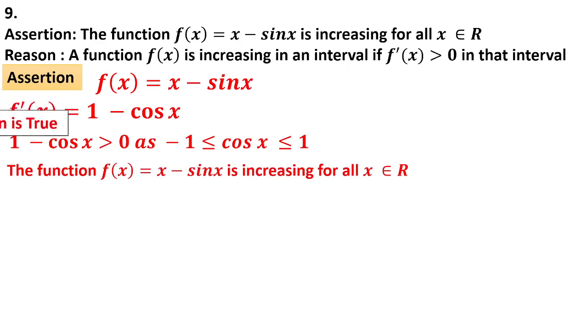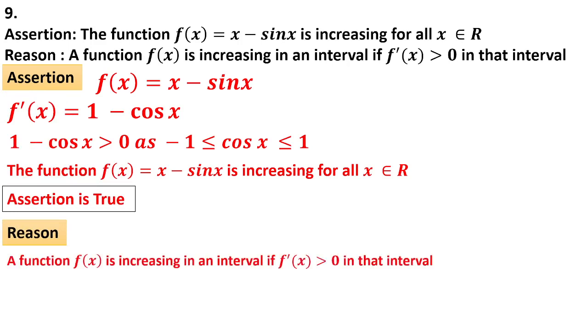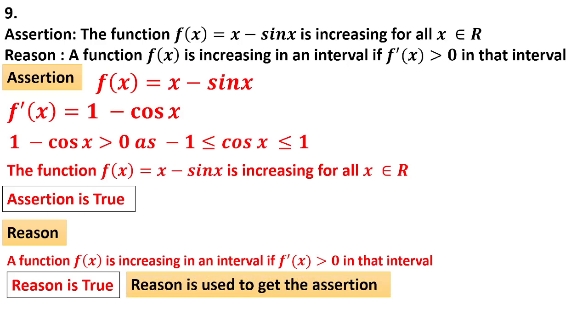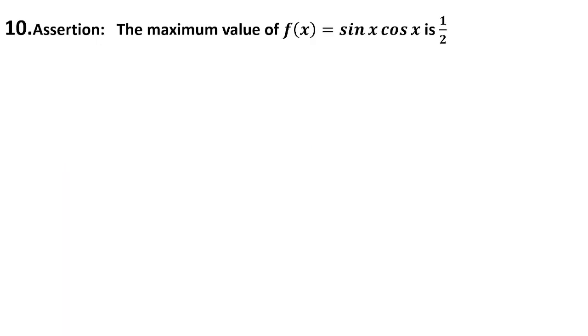Let us check out the reason. Assertion is true. Reason: a function is increasing if f dash of x is greater than 0. Yes, it is also true. And reason is used to get the assertion. Therefore, both A and R are true and R is the correct explanation of A. Now, this problem can be done by derivative also. I think I have used a derivative idea only. Go to question number 10.